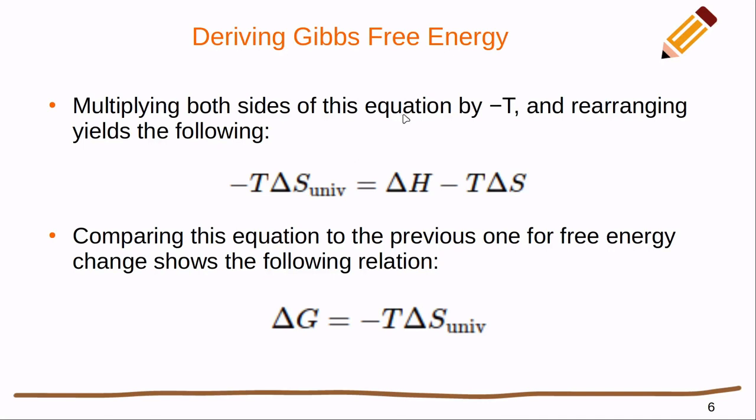Multiplying both sides of this equation by T and rearranging yields this here. And we can see that this term now is related to the change in entropy of the universe, but it has the opposite sign. And that's where we come up with delta G. It's going to be scaled by the temperature, but still its sign is going to change with the change of sign of the entropy of the universe.